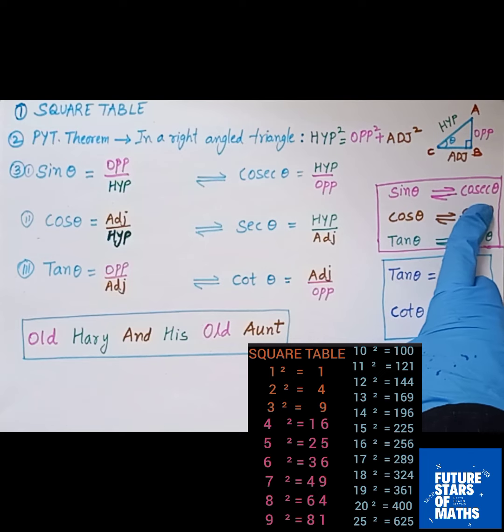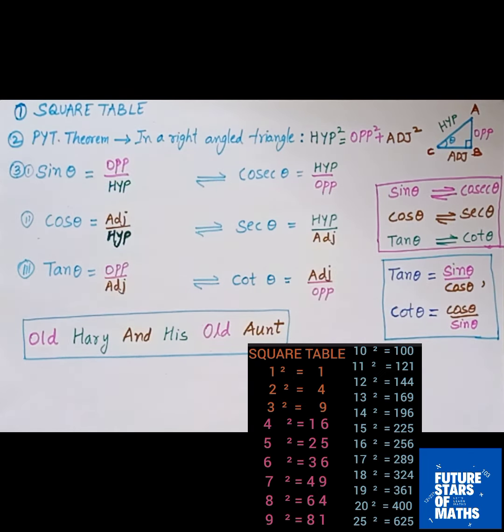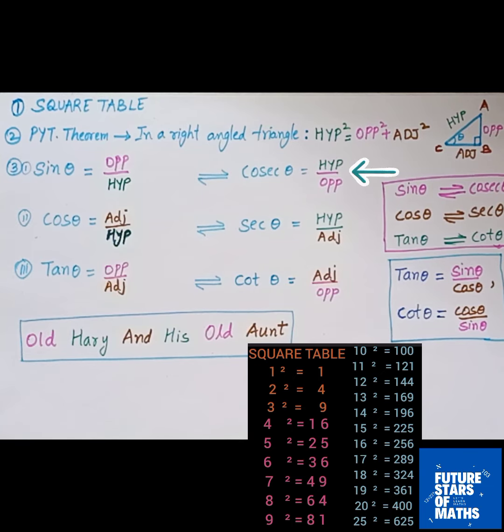Sin is the inverse of cosecant, cosecant is the inverse of sin, similarly secant and cos, and cot and tan also. So now we can write cosecant theta is equal to hypotenuse by opposite, secant theta is equal to hypotenuse by adjacent, and cot theta is equal to adjacent by opposite.